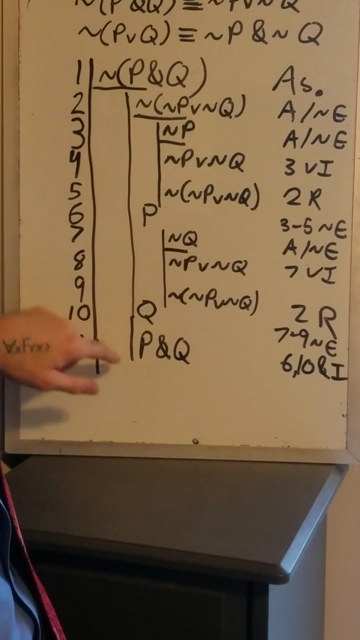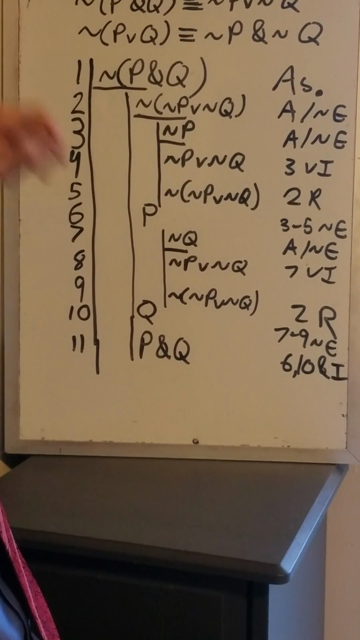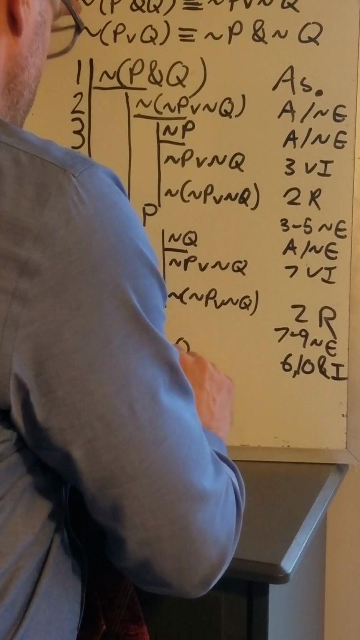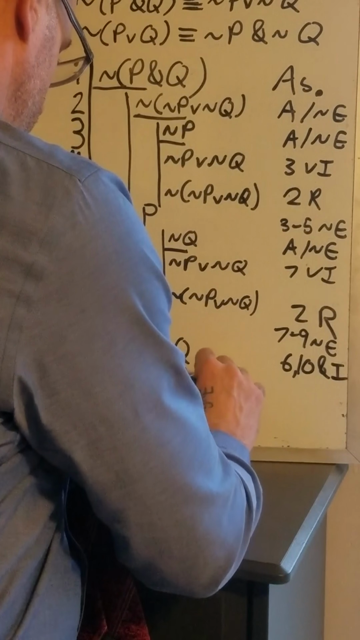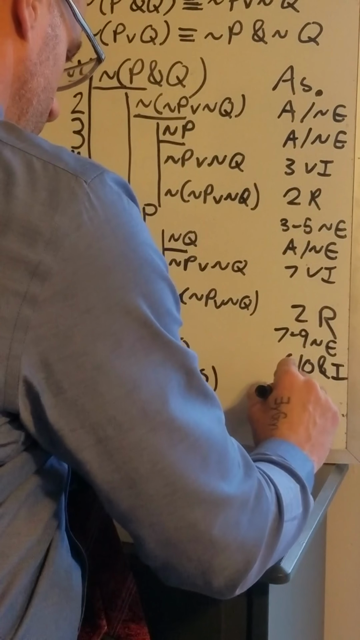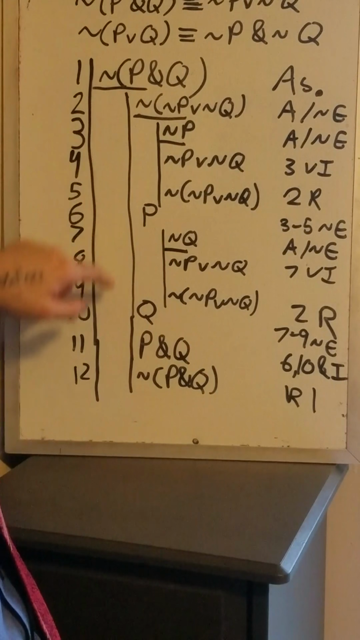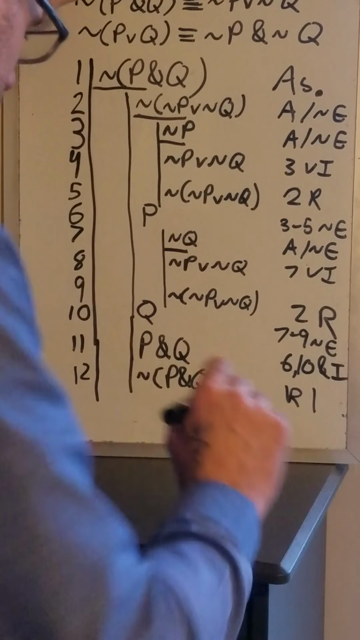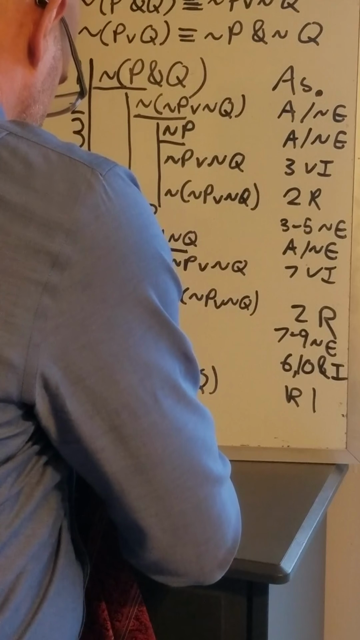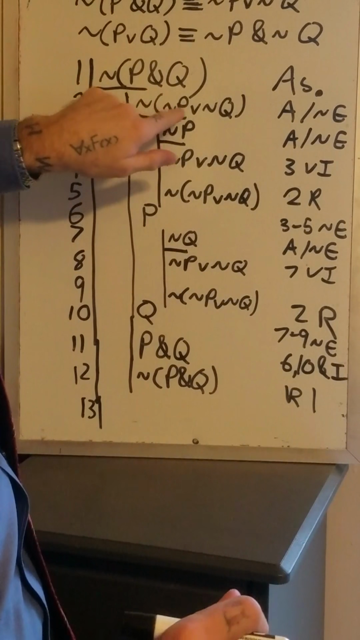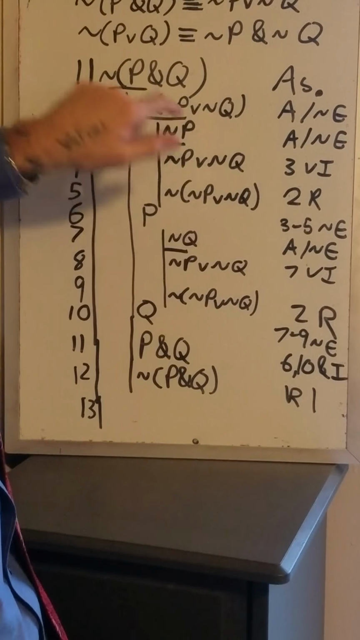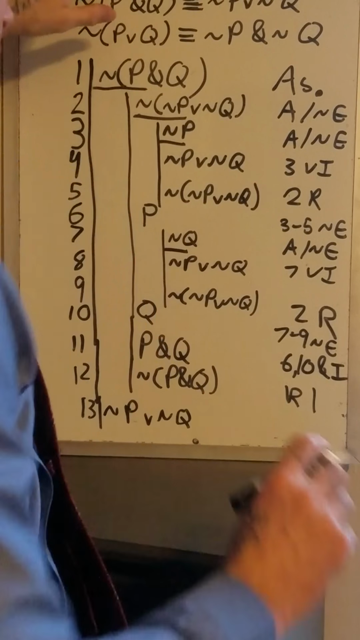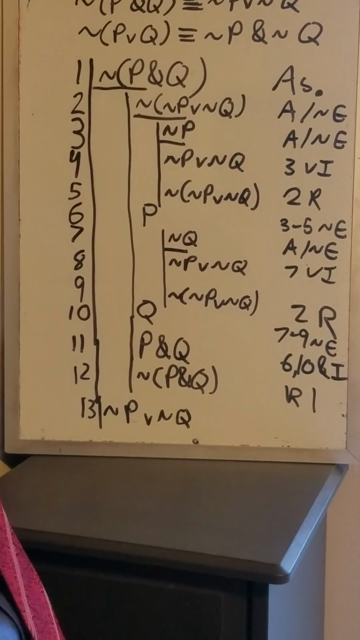Now we can reiterate line 1 down there for line 12 to make it a contradiction. And we can close this out. We've shown that on this assumption we get a contradiction. And so we can take this negation off, assuming the negation of this got us a contradiction. So not P or not Q, negation elimination, 2 to 12.